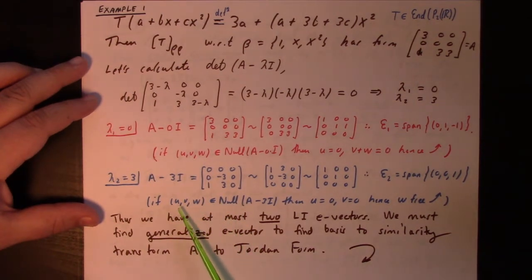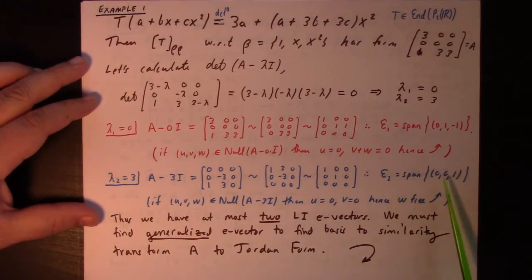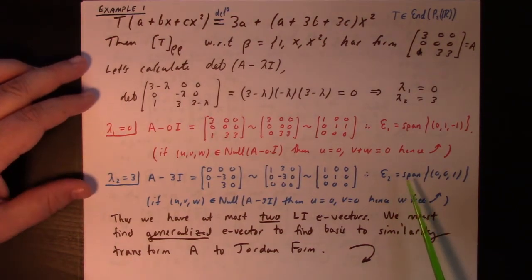So anyway, if u, v, w is in the null space of A minus 3I, then looking at this, that tells me u is 0, tells me v equal to 0, and it tells me nothing about w. w is free. So I might as well make it equal to 1. The one thing I cannot do is make it equal to 0, by the way, guys. Remember, eigenvectors are non-zero by construction.